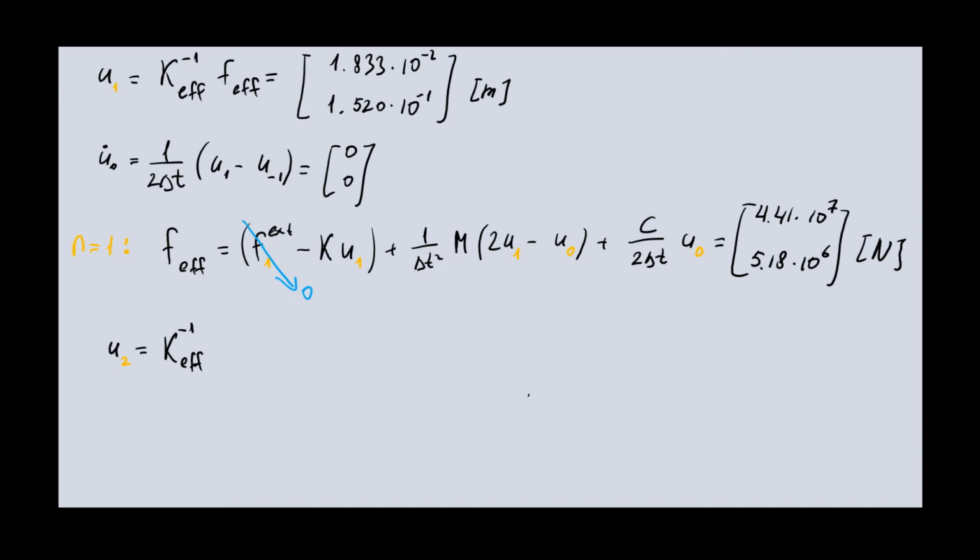And now again we can find the displacement u2 by multiplying the inverse of K effective. K effective we calculate only once in the beginning of the calculation, in the preprocess, and we don't have to update it at each time step. And then we multiply the inverse of K effective times F effective, and we obtain the following results.